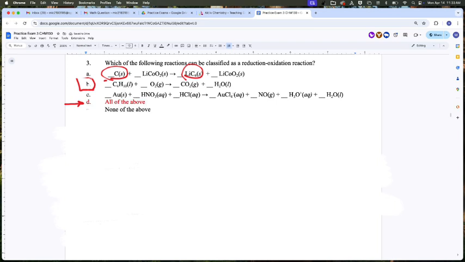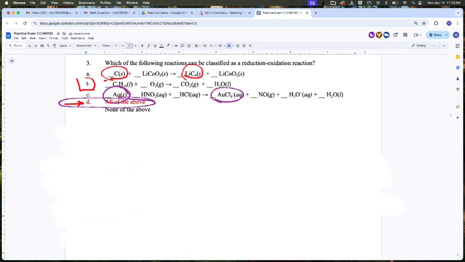Okay, look at answer choice C. I see gold all by itself, which means its oxidation state is 0. Go over here. It's with something else. It had to have changed. And if it's changed, that's reduction or oxidation. Which then means the answer is all of the above.